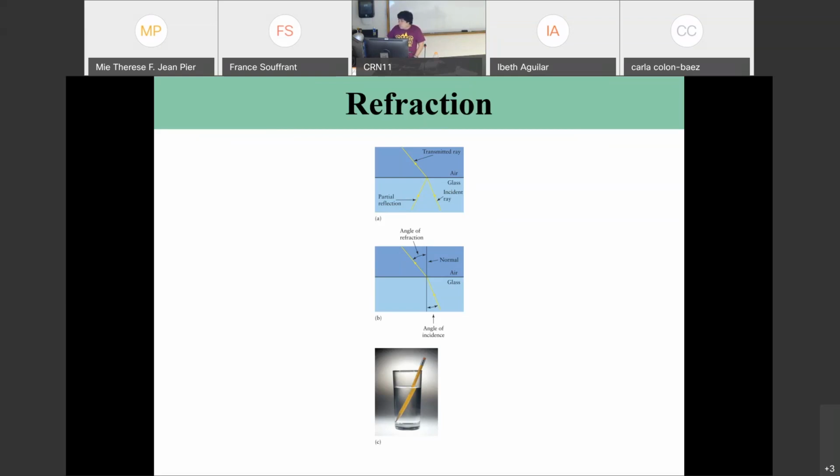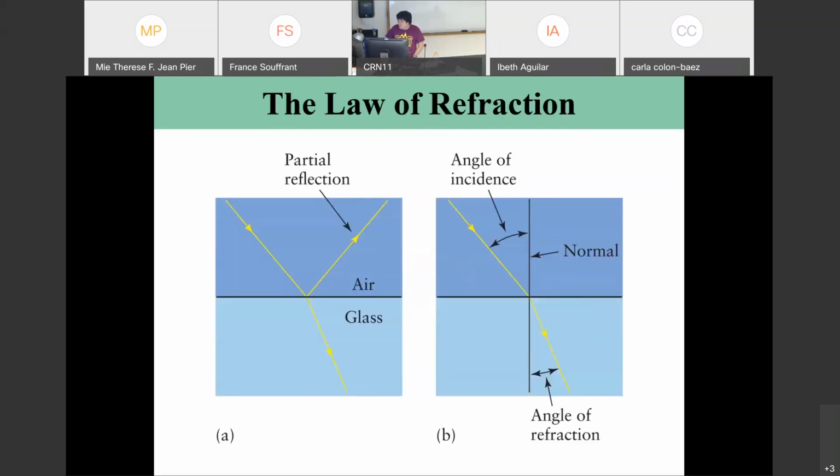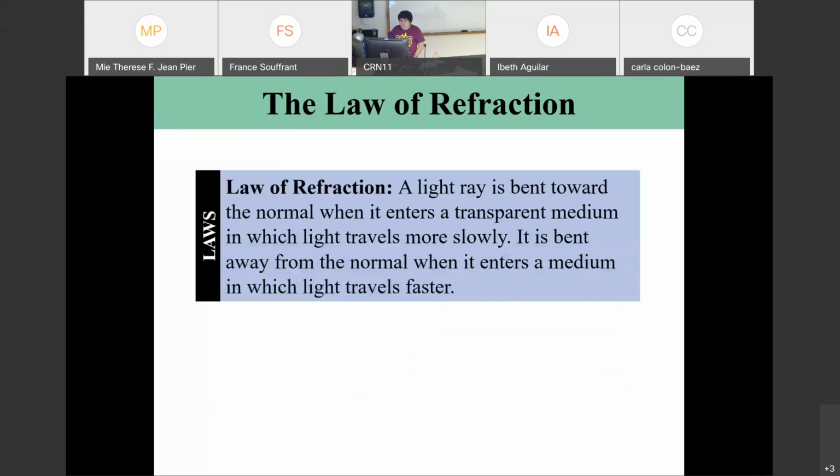Right? When you go to the pool, and the pool doesn't seem very deep, that's because of refraction. Now, refraction is not the only thing that happens. You can also have reflection. You have an incidence, and then you have reflection, and then you have refraction. Now, there is a way to relate both angles. We call that Snell's law, or the law of refraction that states that the light is bent toward the normal.